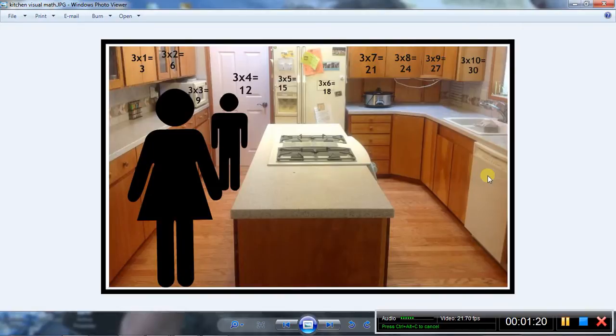You'll notice the math facts are just above his eyebrow because you want your student to be able to access the back part of their brain. So just a little bit above their eye level so they don't have to tilt their head, but they can just tilt their eyes up.